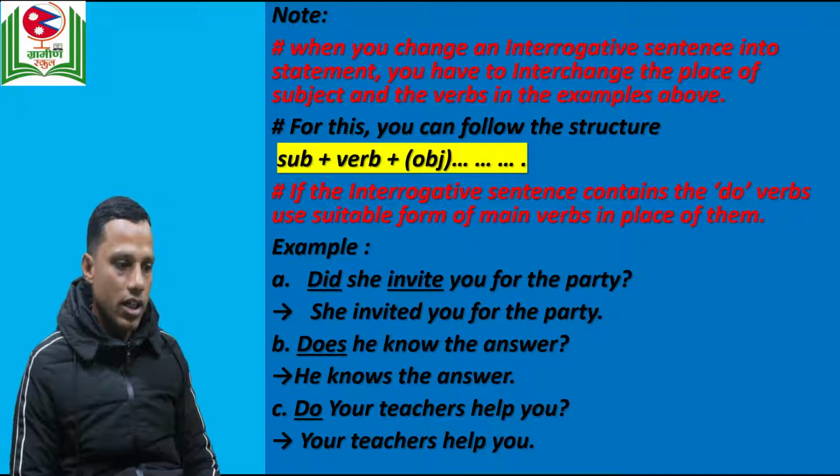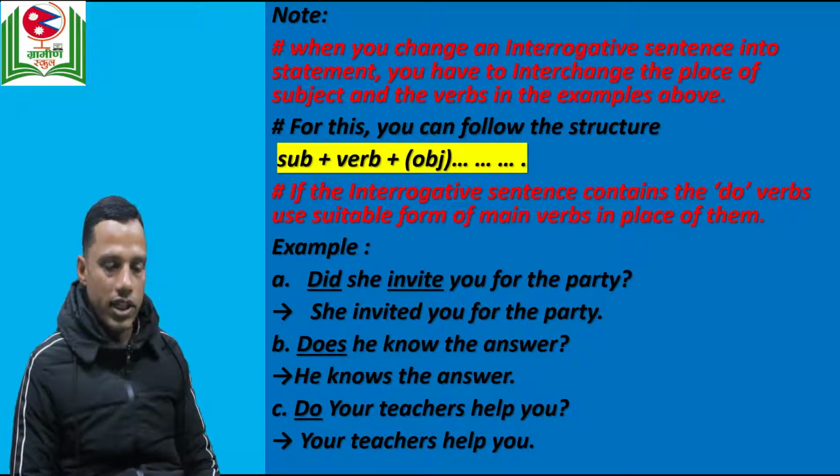So number B, does she know the answer? Now we have does in the beginning, so you can simply change the main verb into its singular form, right? So you can do it as she knows the answer. Now number C, do your teachers help you? Now we have the verb do in the beginning, so you can use the same form, verb 1 form of the main verb. You can do it as your teachers help you, right?